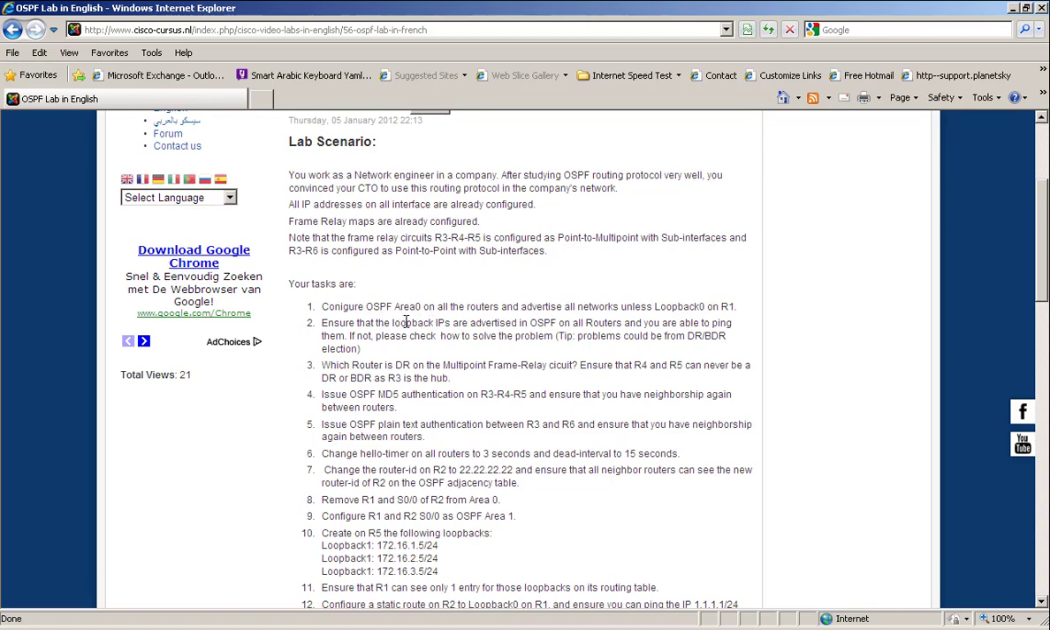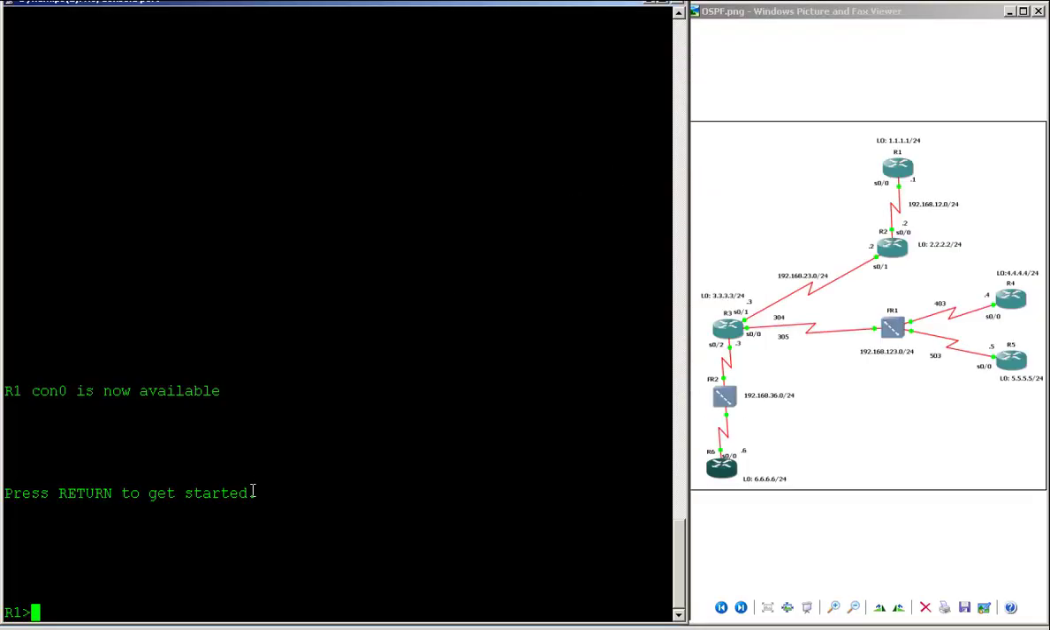Configure OSPF area 0 on all routers and advertise all networks except Loopback 0 on R1. Okay, we can do that. So this is the graph over here, so we can see what we're doing.